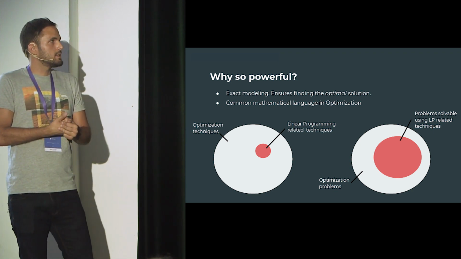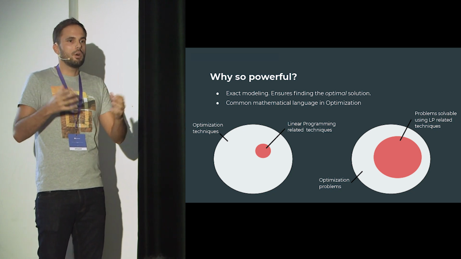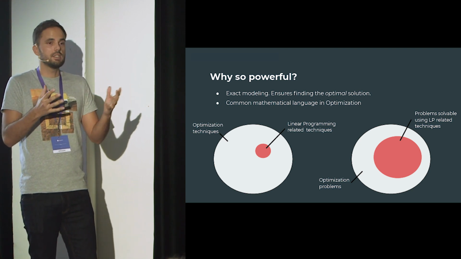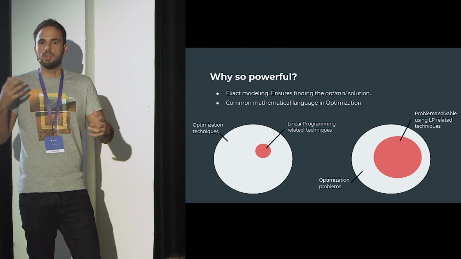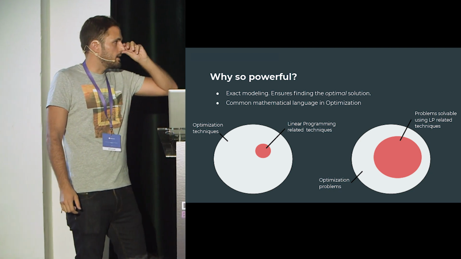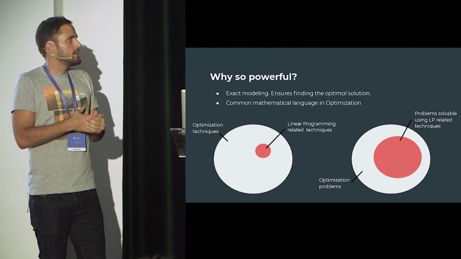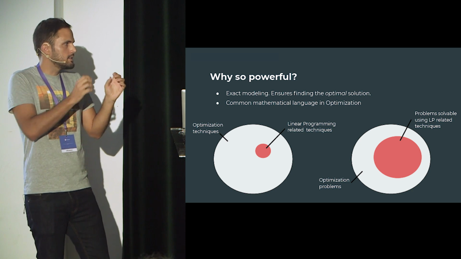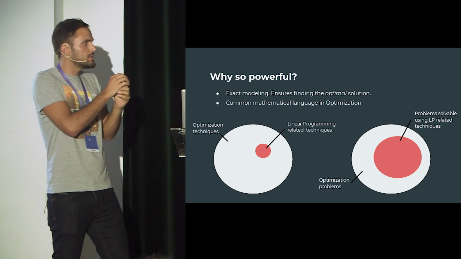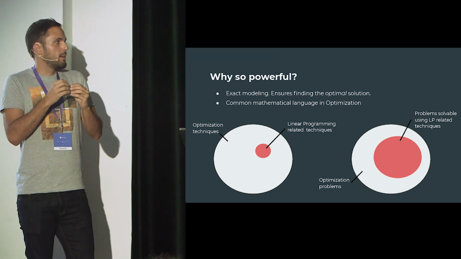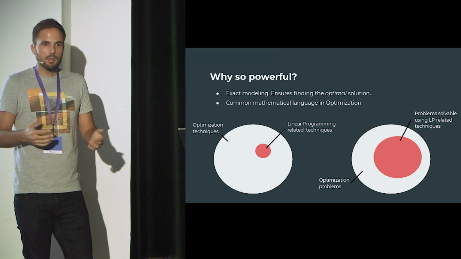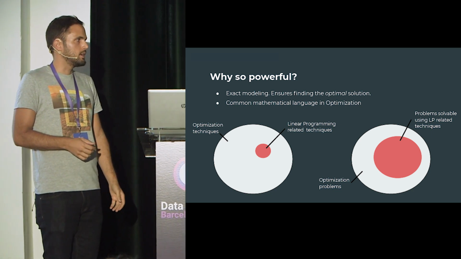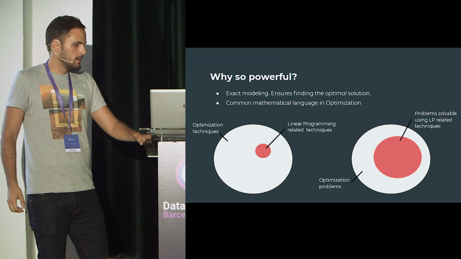Then also, linear programming is a common mathematical language in optimization. Even though at the end you may end up using another technique, in papers you'll find that many mathematicians use this language, like the common language to communicate an optimization model. And in the figure below, what I wanted to show is that in optimization there are a lot of different techniques, and linear programming and the related techniques are just a small subset of those. But the amount of optimization problems that can be solved with linear programming is, in comparison to all the problems, very large. So it's actually a very interesting technique.